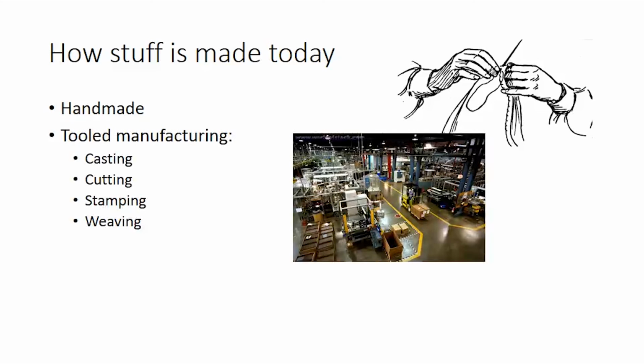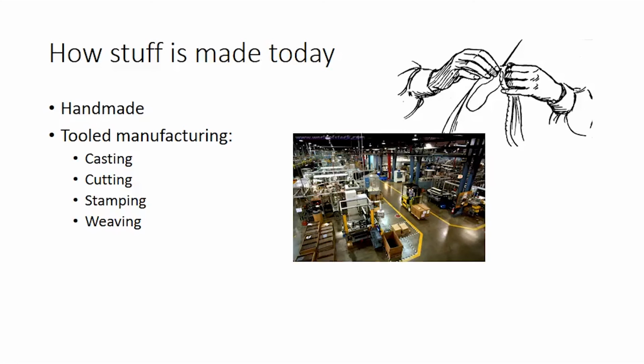There's also tool manufacturing, like casting, cutting, stamping, weaving. Any machines that are basically designed to make one particular thing. Most assembly lines in factories are of this kind of form. This is really neat because you can get high volume, high rate and high repeatability in your parts, but you can't really change it much, because once you build the machine to build a certain kind of part, it's stuck doing that thing.